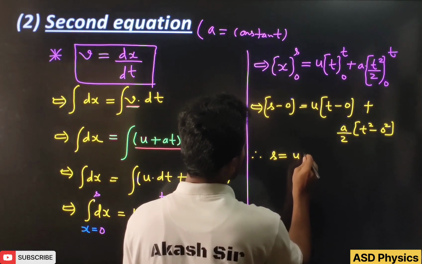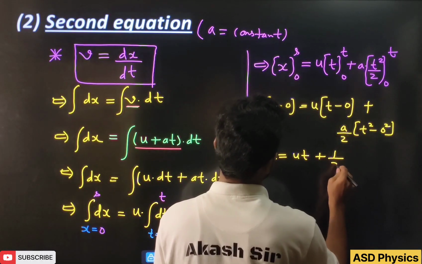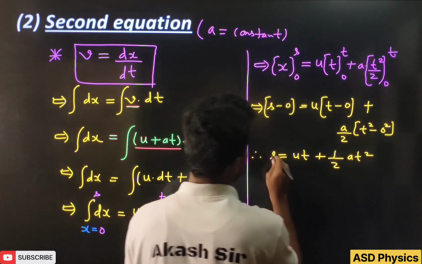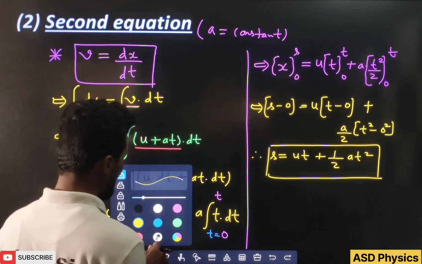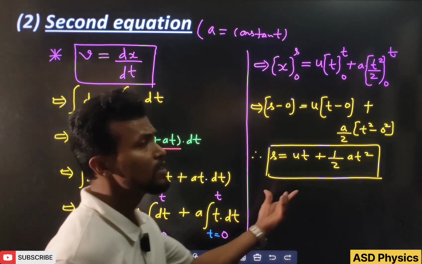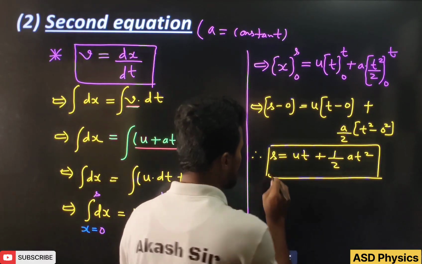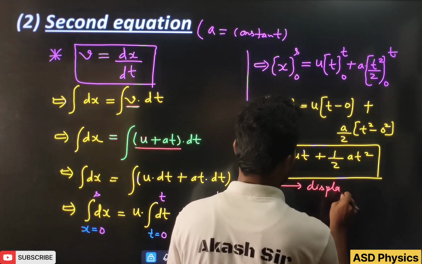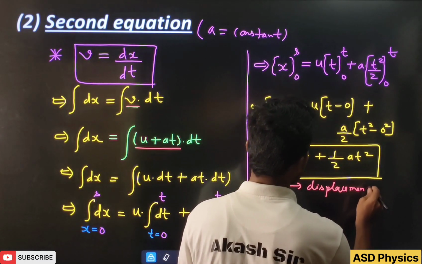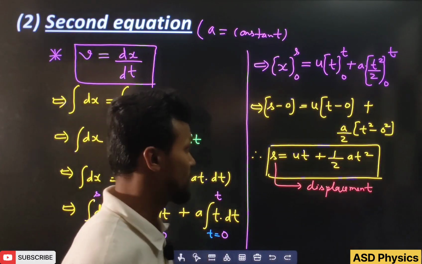So it will become s equal to ut plus half at square. What is this here, students? Formula s equal to ut plus half at square. Now this is the second equation of motion, and remember that this s is the displacement. Okay, what is this s, students? This s is the displacement.